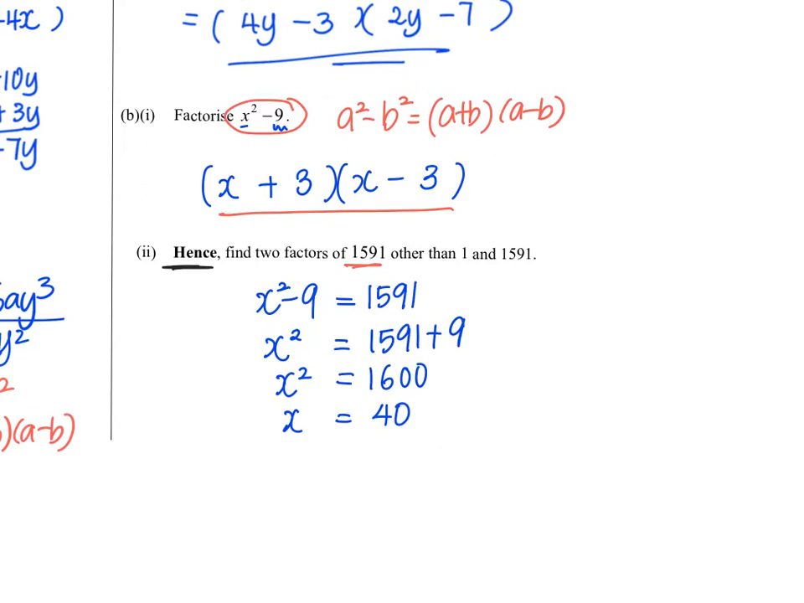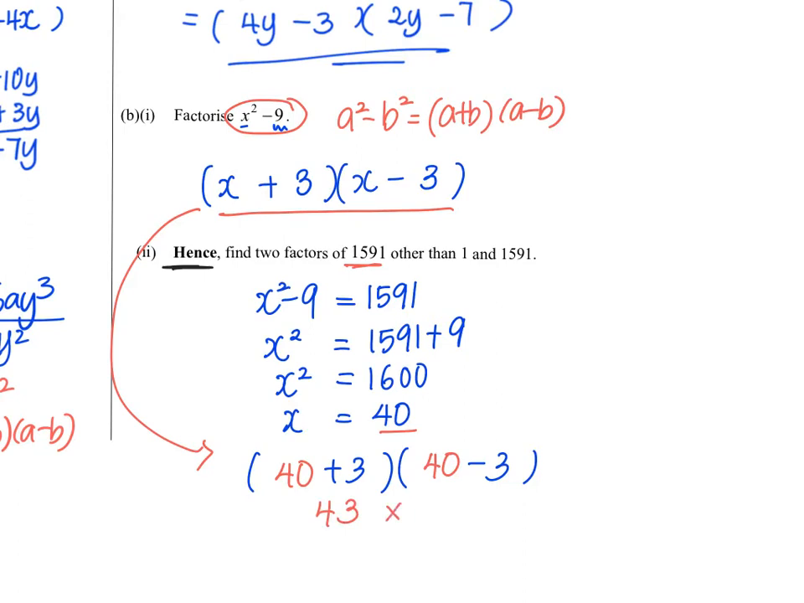So if I were to follow this pattern over here, the factors of 1591 will be two brackets, something plus 3, something minus 3. And I found x to be the number 40, so 40 plus 3, 40 minus 3. 40 plus 3 gives me 43. 40 minus 3 gives me 37. Let's check. 43 times 37, is it equal to 1591? Yes, it is. So to find two factors of 1591, the two factors are 43 and 37.